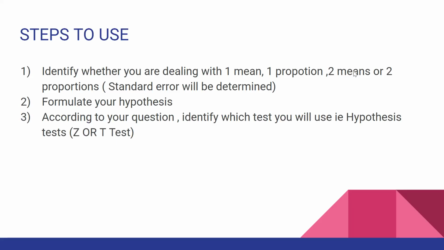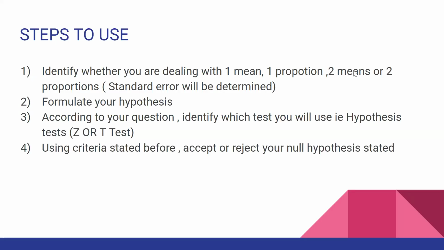Null hypothesis wants to identify whether or not it's equal or not equal, and then you can identify your alternative hypothesis. The third thing is, according to your question, identify which test you will use. Either hypothesis test, which is Z or T test, or you're using your confidence interval. Most of the time you're going to be told, using an 85% confidence interval, calculate whether or not they are equal, or formulate your hypothesis and calculate whether or not they're equal. So you're going to be told for this one. The fourth thing is you're using your criteria stated before, what we talked about in interpretation. So whether or not you want to accept it or reject it after you've calculated.